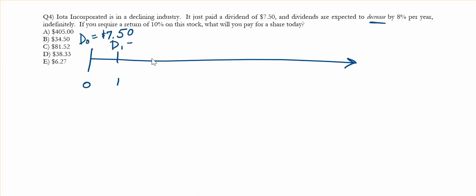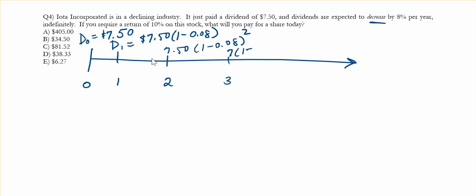So that means the dividend in year 1 will be $7.50 times 1 minus 0.08, or 92% of year 0's dividend. And year 2's dividend will be $7.50 times 1 minus 0.08 squared. So every year's dividend will be 92% of the dividend in the year before.